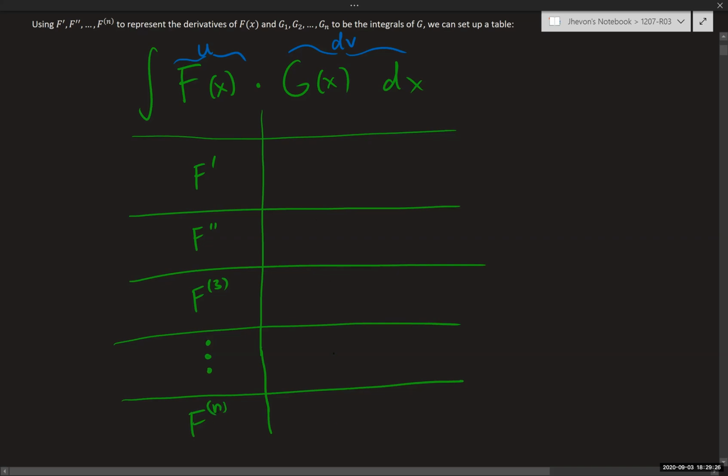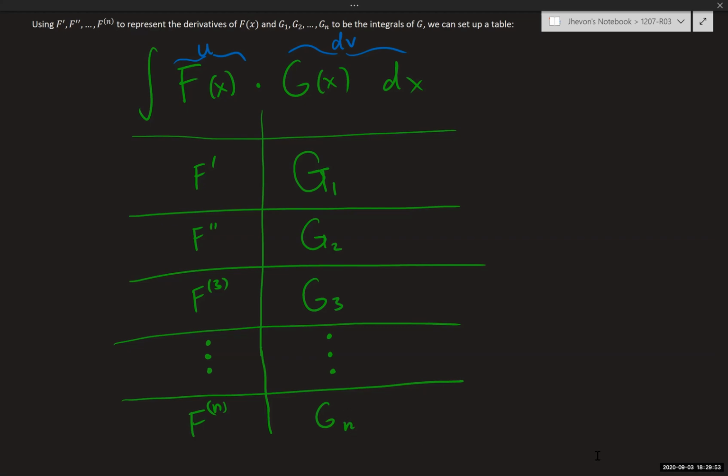In the right column, this is the dv column. This is the I column, the column that we're going to want to integrate. Now, I'm going to use the subscript notation to indicate integration. So this here, g sub 1, is the first antiderivative. G sub 2 is the second antiderivative. G sub 3 is the third antiderivative. Dot, dot, dot. Then I would, of course, end up with g sub n is the nth antiderivative. So you're going to construct a table here.